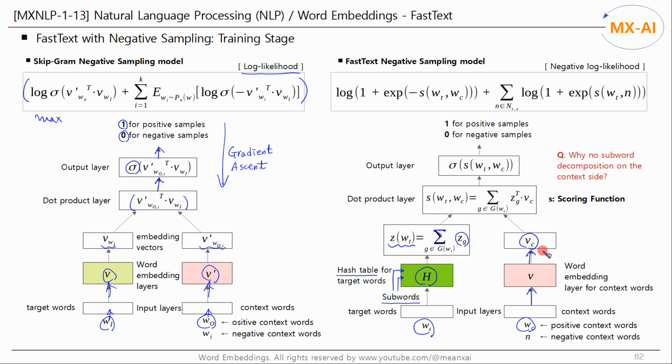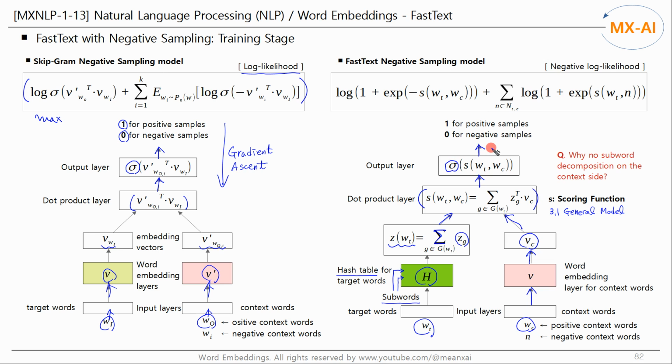In the FastText paper, context words are not decomposed into subwords. Instead, a standard embedding layer is used for context words, just as in Word2Vec. Next, we compute the dot product between the target word vector and the context word vector. The scoring function can be written as follows. This function is presented in section 3.1, General Model of the FastText paper. The result is then passed through a sigmoid activation function and sent to the output layer.